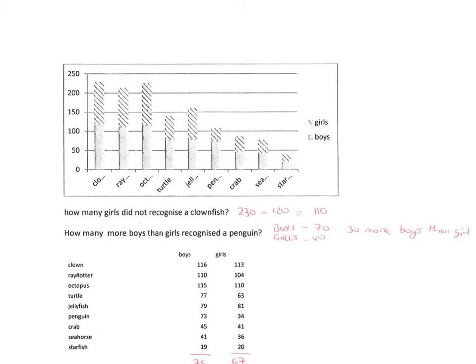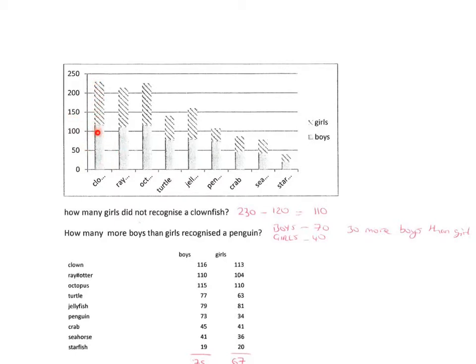Another possibility for this survey is they may present you with the differences between boys and girls. So they ask both boys and girls whether they recognise these animals, and here information is presented in a dual bar chart like this. So how many girls did not recognise a clownfish? That's the first bar. There's the boys, that's easy to read. Approximately 120. Looking at the length of this bar, you're going to have to estimate against this scale.